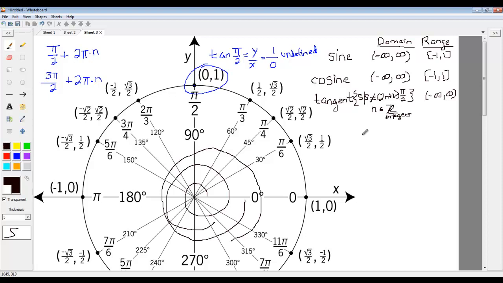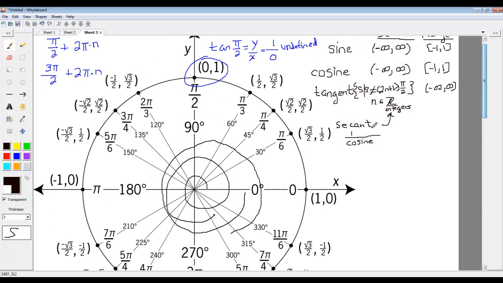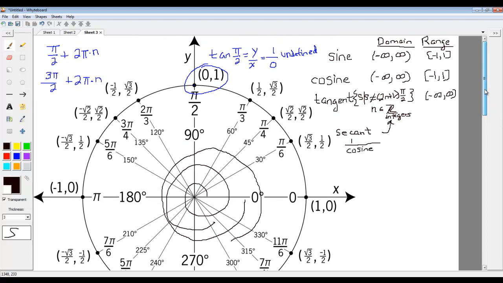Now it turns out that the secant function is going to have the same domain. Because if you think about it, secant is 1 over cosine. So anytime your cosine ends up being 0, secant is 1 over 0, or undefined. Cosine is 0 at pi over 2 and at 3 pi over 2. So it ends up having the same domain. Cotangent and cosecant, a little different story for domain.